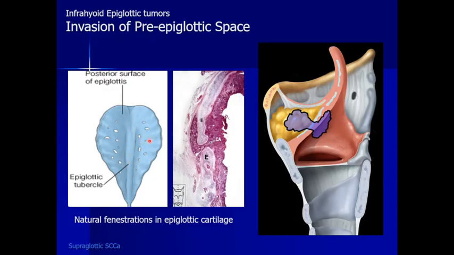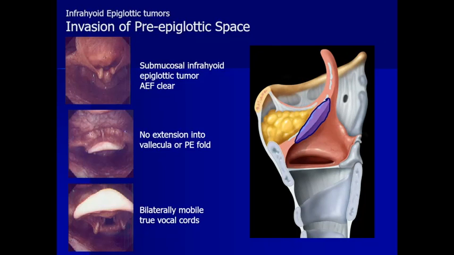But more importantly, you've got these fenestrations throughout the epiglottis. So if you have tumor, as you can see on this pathologic slide, that goes through a fenestration, it can go through and through into the pre-epiglottic fat. Remember, the hyoepiglottic ligament is going to stop it from going north into the base of tongue. So let's look at a real case.